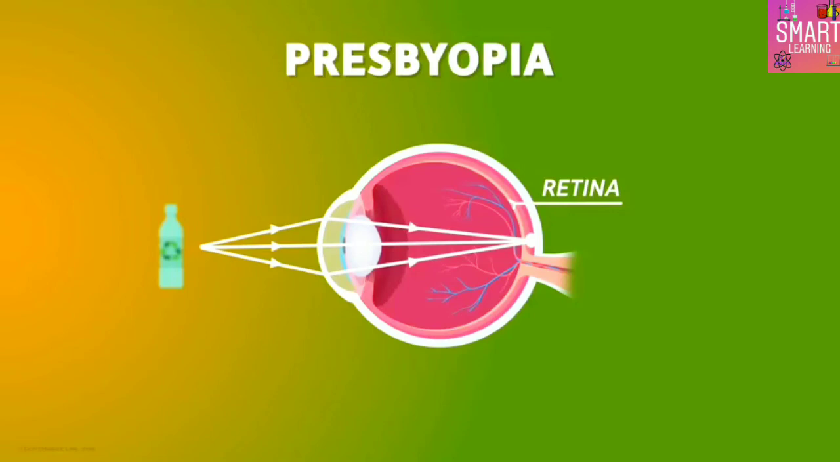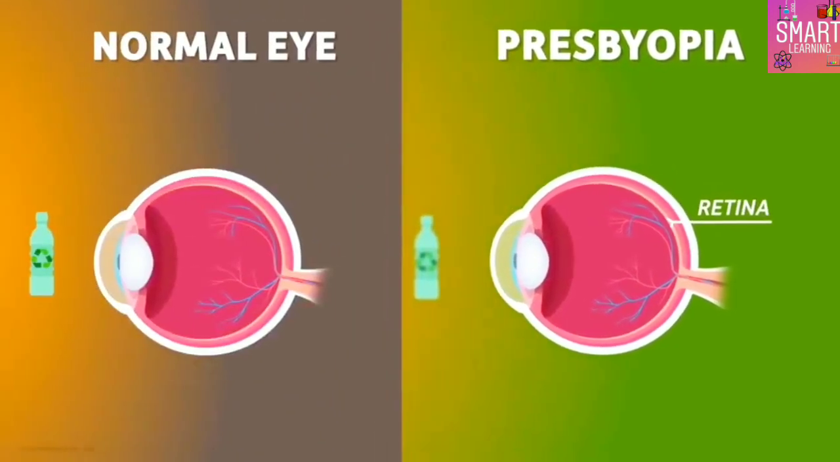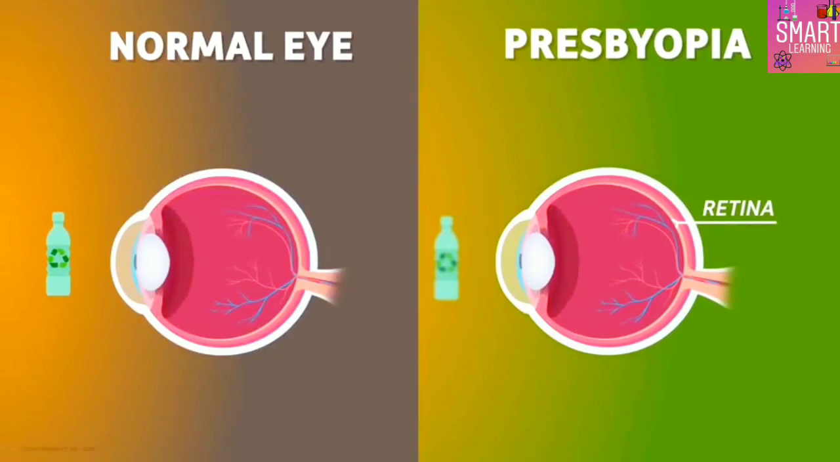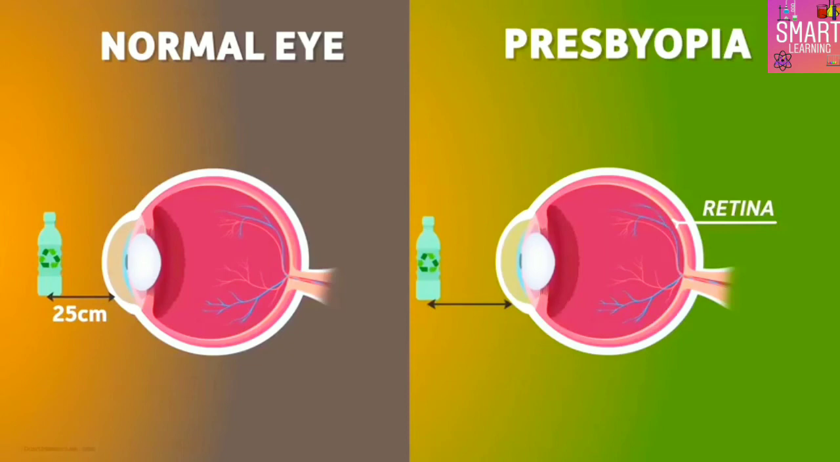Now, if you remember, in one of our earlier videos, I said that for a normal eye, the minimum distance between the object and eye should be at least 25 centimeters. This would cause no strain to our eyes. But in presbyopia, this distance is more than 25 centimeters. Nearby objects do look blurry with this eye defect.